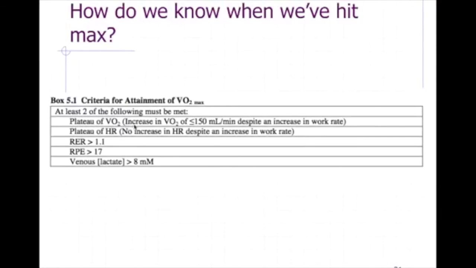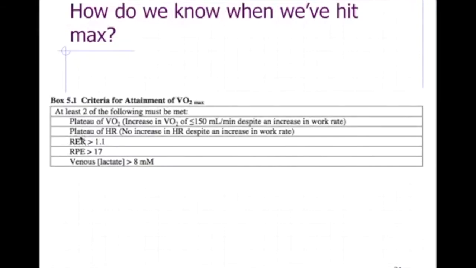So we are watching our oxygen consumption numbers, and we keep increasing the work rate, but even as we increase the work rate, we hit a plateau and don't see a rise. That lets us know we are at our maximum oxygen consumption and that number is not going up anymore. Another criterion is a plateau of our heart rate. We're increasing our work rate, but our heart rate does not continue to increase, so we have hit our maximum heart rate at that time.